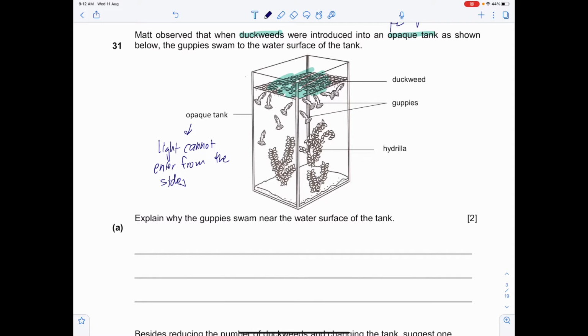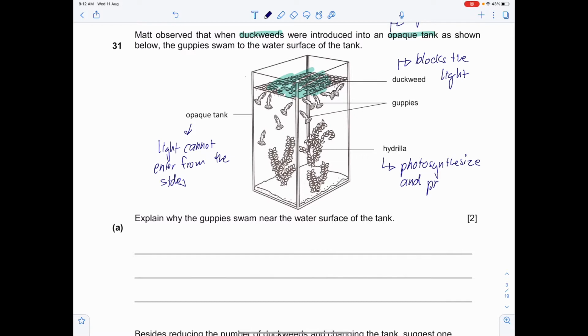And then after that, why were the duckweeds grown? They say only after the duckweeds have been introduced, then the guppies start to swim near the surface. So we also have to understand that your duckweed, when it's at the top here, what it does is that it blocks the light from going down to your hydrilla. So technically your hydrilla, they're underwater plants, they're supposed to be able to photosynthesize.